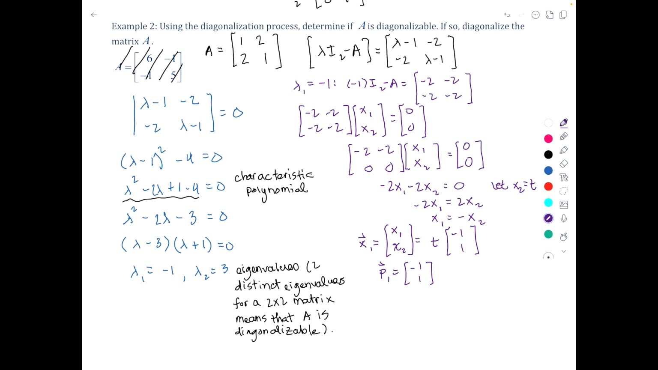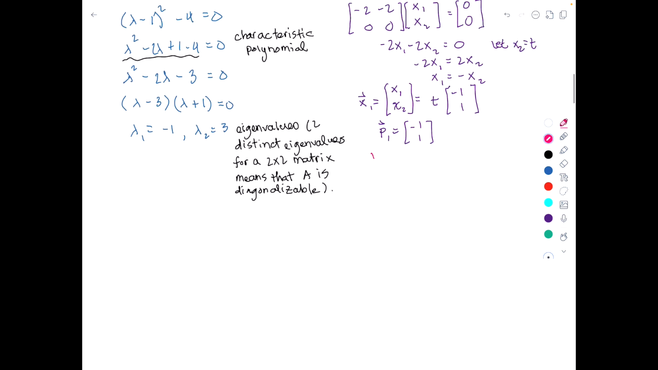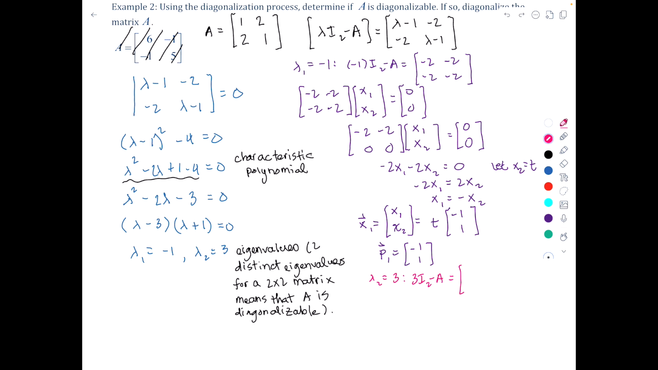All right, going through the similar process for lambda 2. So I'm just going to go ahead and I think I have room right here. So lambda 2 was equal to 3. And so 3 I2 minus A is equal to, I'm looking up at our lambda I2 minus A, we'll get for this one positive 2, negative 2, negative 2, positive 2.